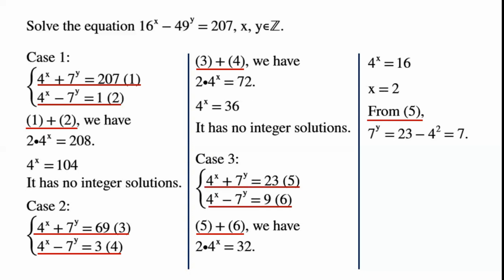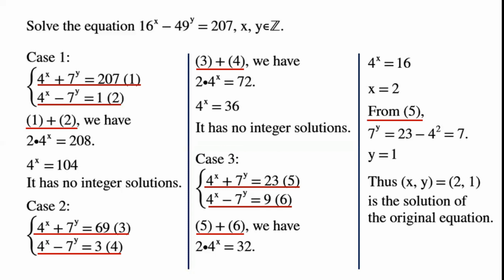From 5, 7 to the power of y equals 23 minus 4 squared equals 7. So y equals 1. Thus, (x, y) equals (2, 1) is the solution of the original equation.